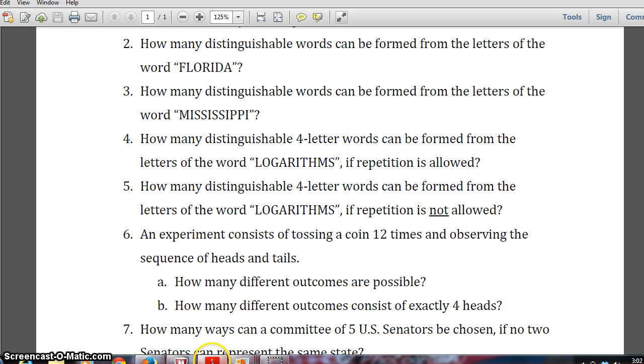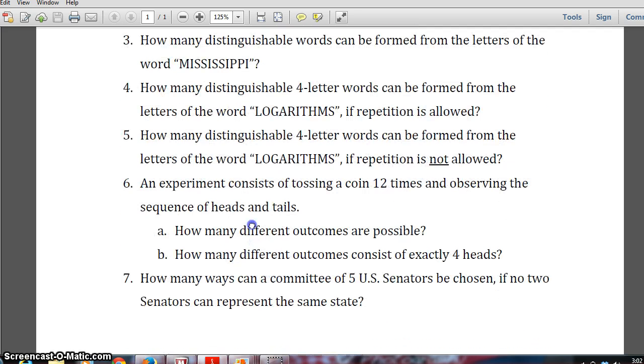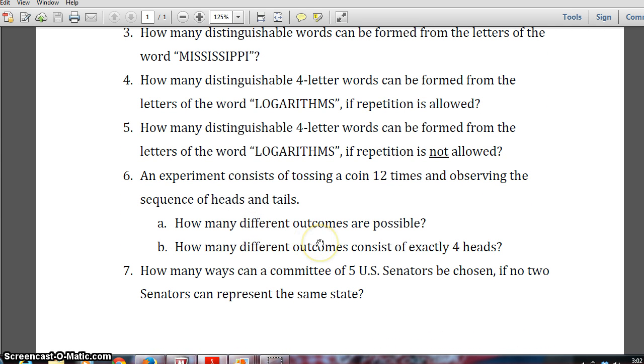Okay, number 4. How many distinguishable 4-letter words can be formed from the letters of the word logarithms if repetition is allowed? Now, logarithms has 10 letters, and they're all distinct. They're all different. So this is just a permutation of 4 out of 10. Now, words, the order matters. It's the first letter, second letter, and so on. So, for instance, the word top, T-O-P, is different from the word pot, P-O-T. So it's not just selecting the 3 letters, it's the order that matters.